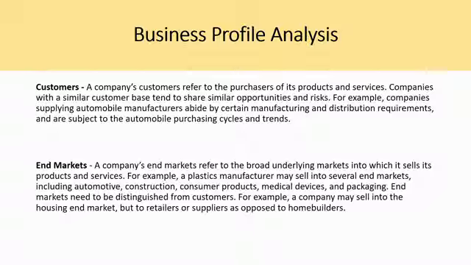For example, a company may sell into the housing end market, but to retailers or suppliers as opposed to home builders. So within each end market, there are different customers and also different cyclicalities for those customers. So big box retailers and stay-at-home moms and dads who might demand your products each have different buying capacities, which you need to understand. And that's why the extensive analysis of not only the target company, but the comparable companies is very important.